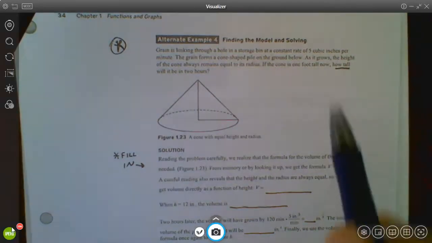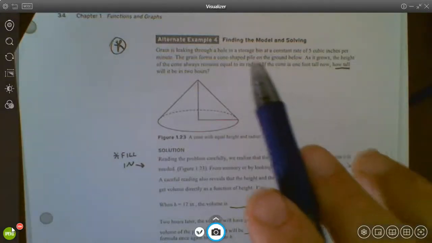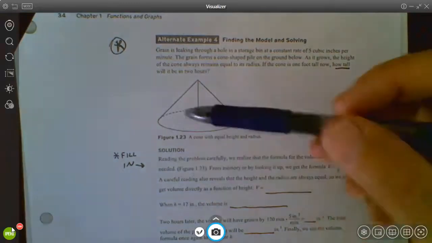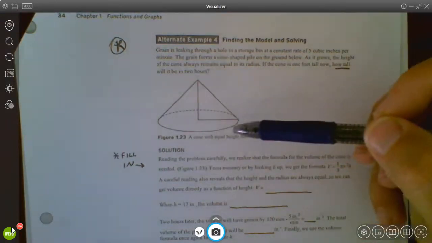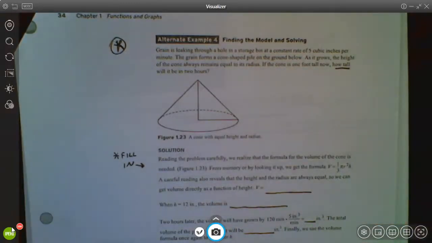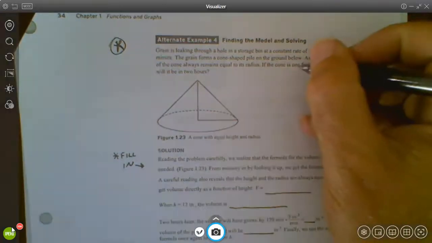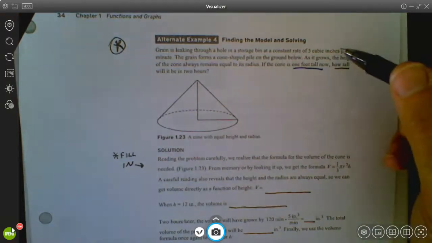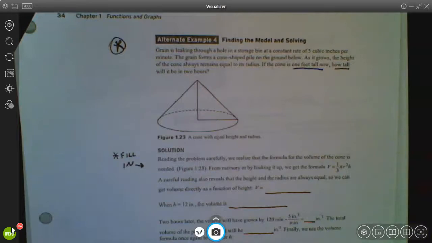We also know that the height right here, the height of the cone always remains equal to the radius. So that's super important because we can put these into common terms since they're always going to be equal to each other. And if it is 12 inches tall right now, right, because we're going to do things in terms of inches because of the rate they gave us.